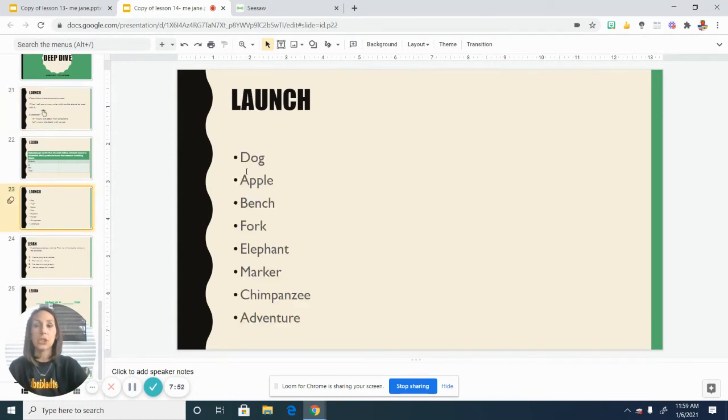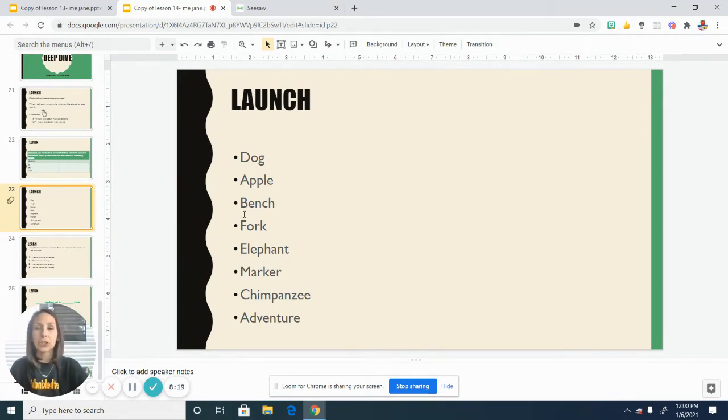All right, what about the word dog? Would we use "a" or "an"? That's right, we would say "a dog." Apple? Yeah, we would say "an apple," right? If you say "a apple," it just doesn't sound right. You probably do this already without even noticing, and you could tell if it just didn't sound right, but apple starts with a vowel, so we would say "an apple."